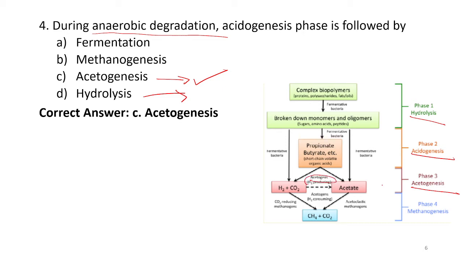After that, the acetate, hydrogen and CO2 are converted to methane gas and CO2 gas with the help of various methanogenic bacteria, here mentioned as acetoclastic methanogens. So they convert acetate, CO2 and hydrogen to methane and CO2. That phase is known as methanogenesis. Hence our answer is acetogenesis, which is option C. So any doubt, anyone?